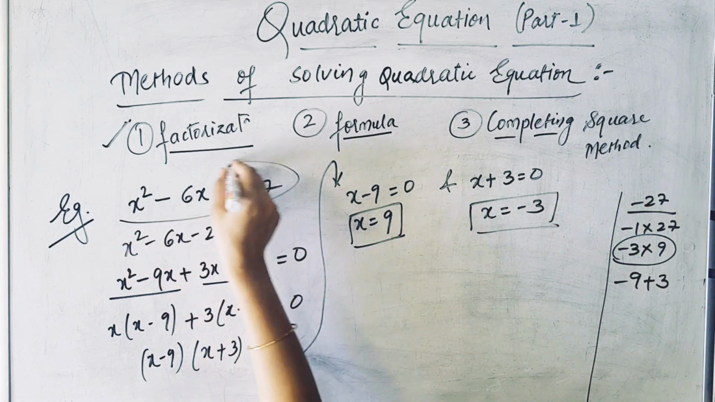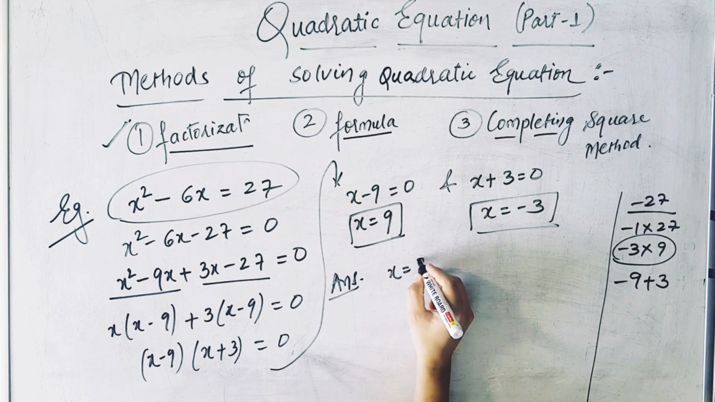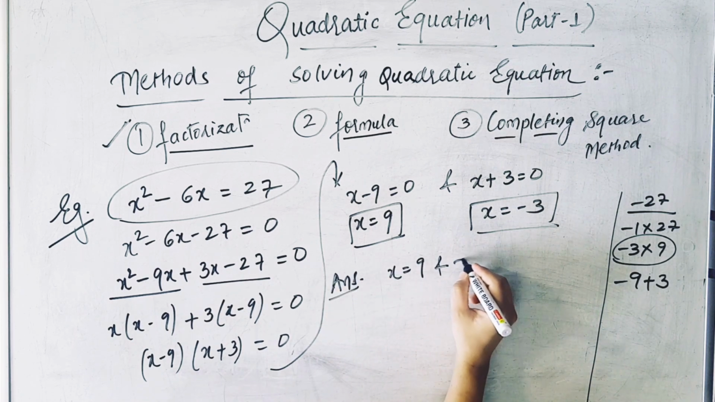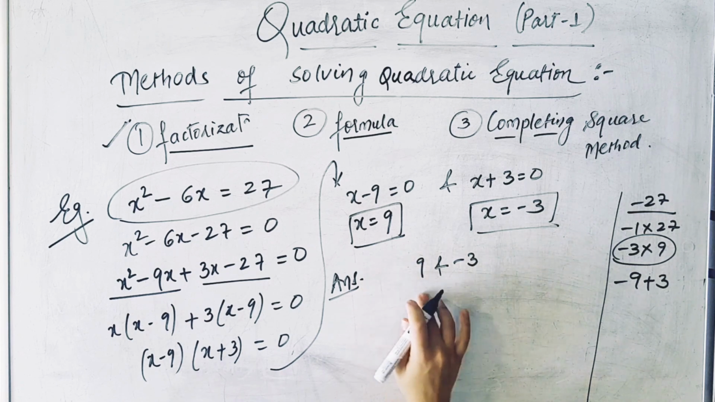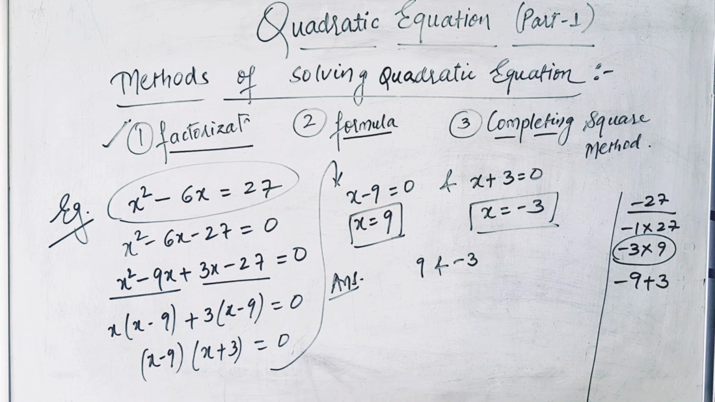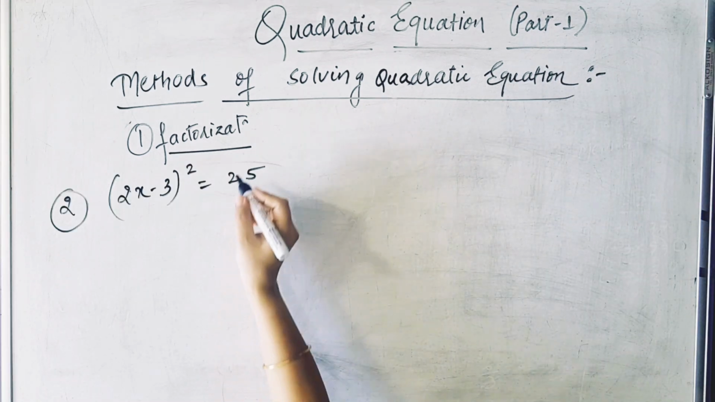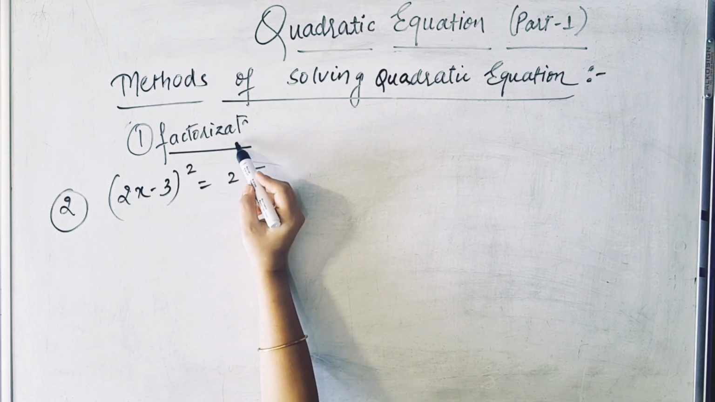Hence the solution of this quadratic equation. So the answer is what? x is equals to 9 and minus 3. 9 and minus 3 are the solutions of this quadratic equation. This we have solved by factorization method. We'll see one more example with this method only, that is the factorization method only. So the next example we'll solve through this method only, that is factorization method.